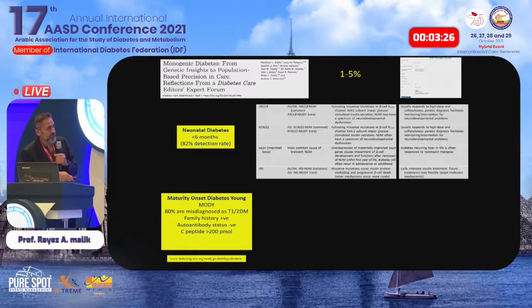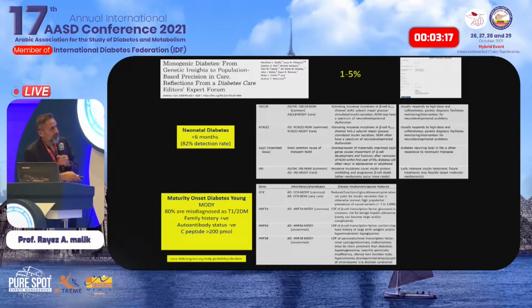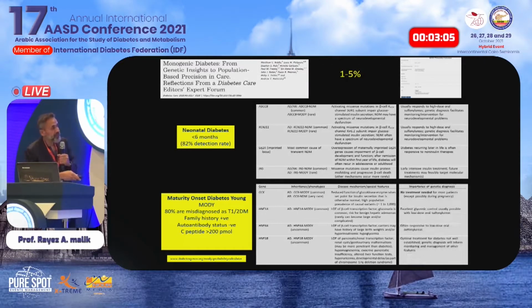And similarly, with maturity onset diabetes of the young, 80% are misdiagnosed as having either type 1 or type 2 diabetes. Family history is positive, autoantibody status negative, and they produce C-peptide. Again, the common forms are the glucokinase, HNF1 alpha, HNF4 alpha, and HNF1 beta. The key thing here is, again, beta cell dysfunction, which can be treated with sulfonylureas. Or in fact, with glucokinase monogenic diabetes, you don't even have to treat. They just have a slightly high level of glucose.